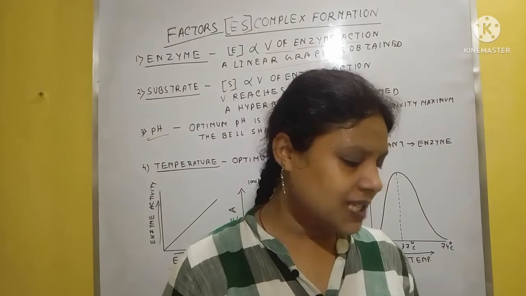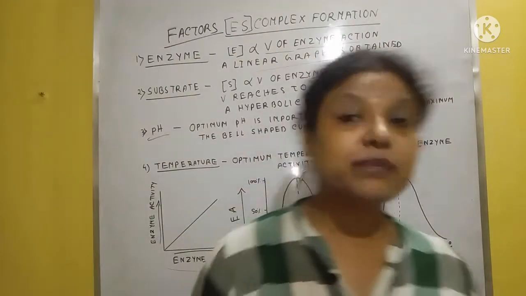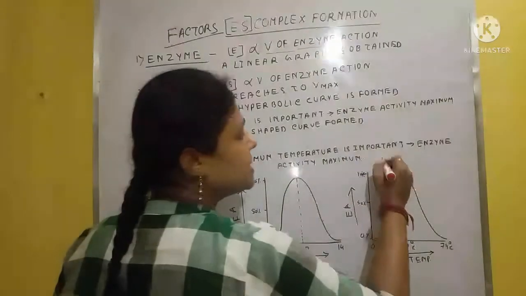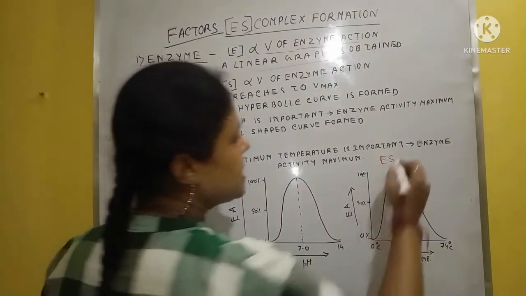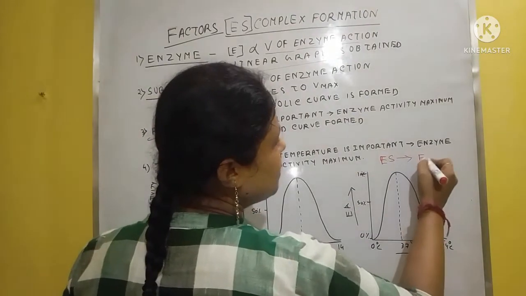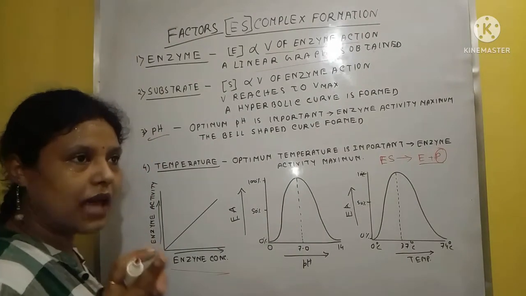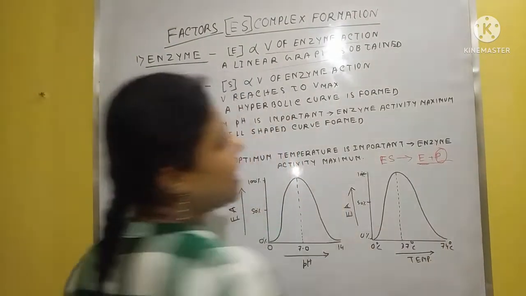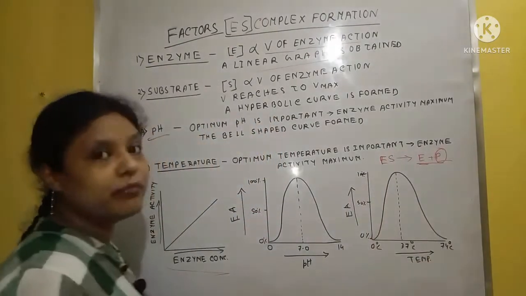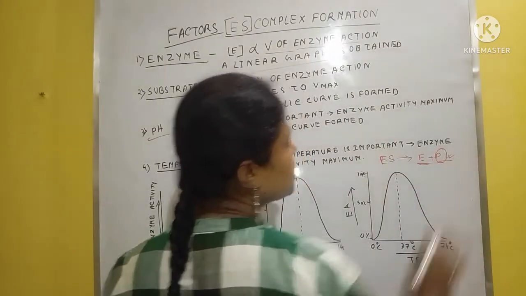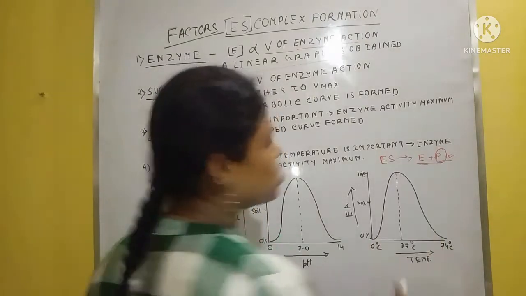The next one is the reaction products. When the ES complex is formed, it is not stable, it immediately changes to E plus P. So the product is very important. When the amount of product is high, the enzyme activity decreases. The amount of product that remains within the medium is very important. When the product is present within the medium, the enzyme activity stops.